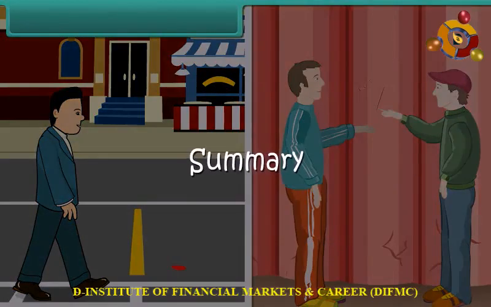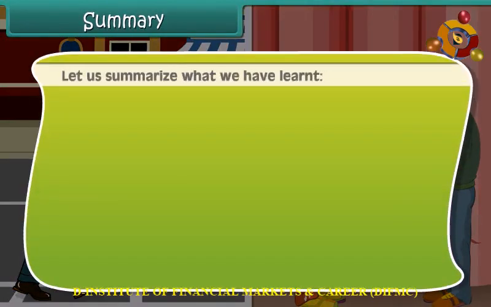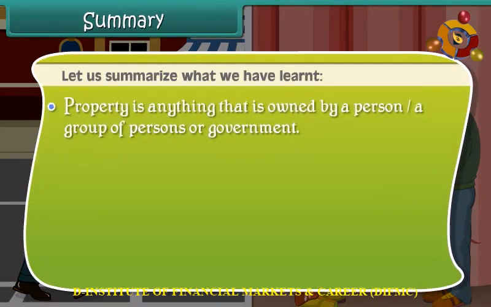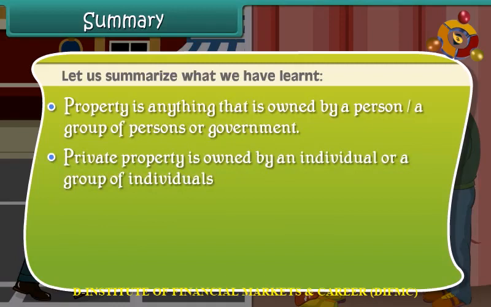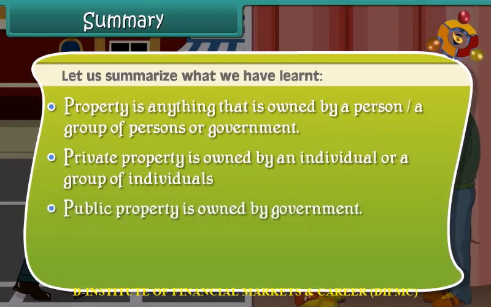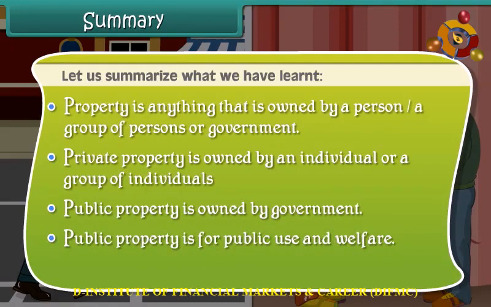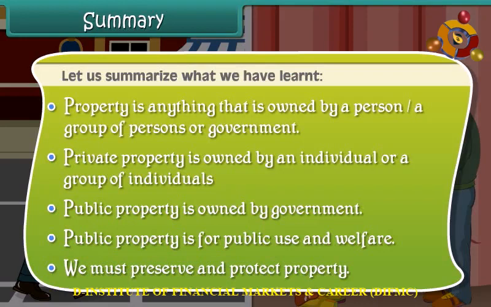Summary. Let us summarize what we have learned. Property is anything that is owned by a person, a group of persons, or government. Private property is owned by an individual or a group of individuals. Public property is owned by government. Public property is for public use and welfare. We must preserve and protect property.